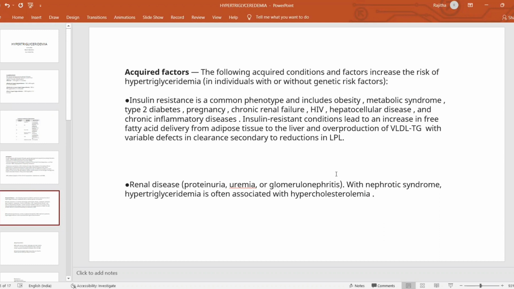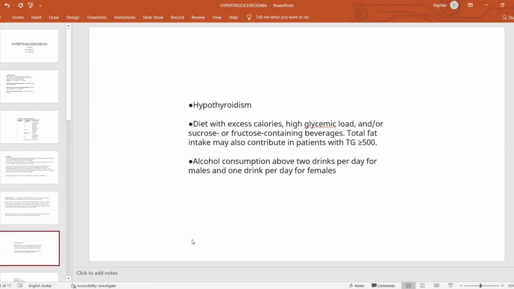Next is renal disease. In renal disease, you have proteinuria, uremia, or glomerulonephritis. As we all know, in nephrotic syndrome, there is a loss of protein in urine, which stimulates the liver, causing overproduction of both lipoproteins as well as cholesterol. So this leads to hypertriglyceridemia and hypercholesterolemia. Both are associated. And then the most common condition we see clinically, hypothyroidism, is associated with hypertriglyceridemia.